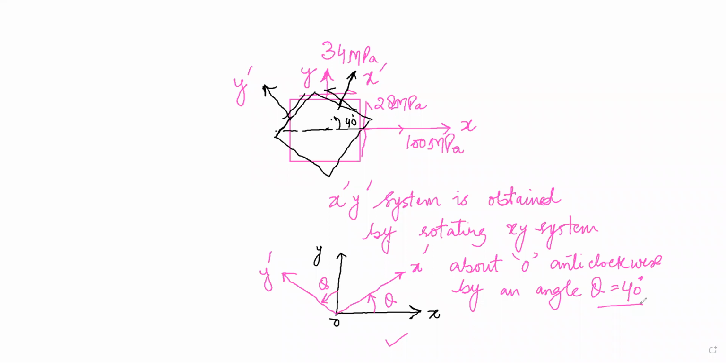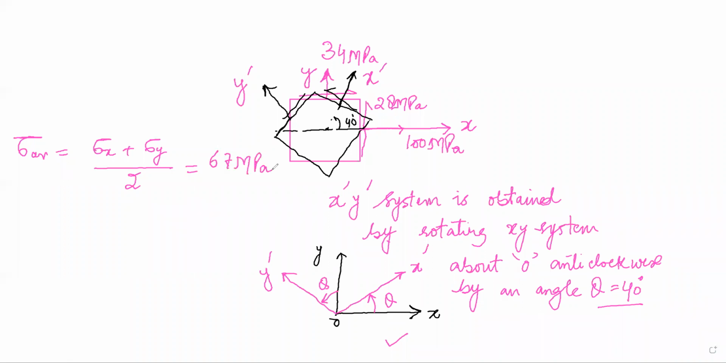So what we did previous time, first of all, we calculate the average stress. Sigma average is equal to sigma x plus sigma y divided by 2. That was coming out to 100 plus 34 divided by 2. 134 divided by 2 was coming out to 67 megapascal. That was one thing for us.